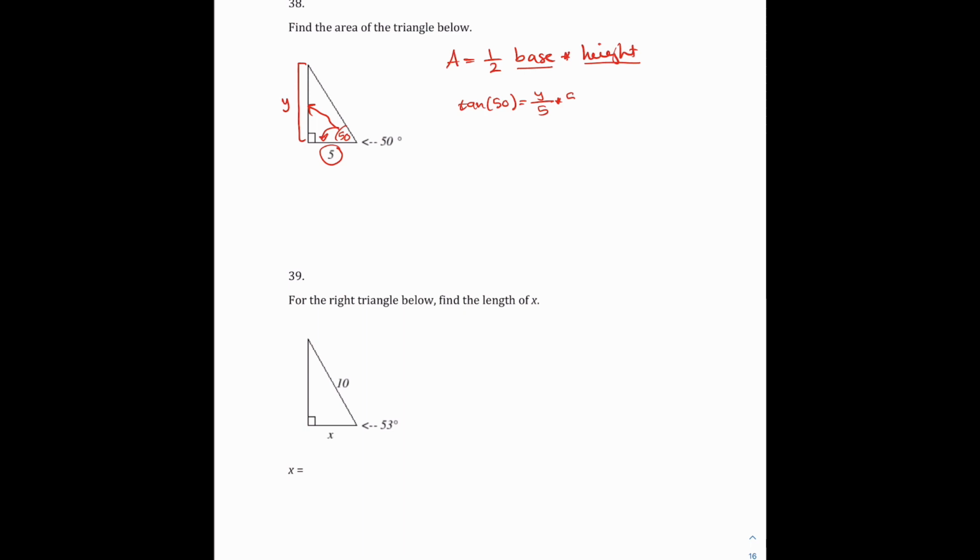I'm going to multiply both sides by 5. So I will have y equals 5 tangent 50 degrees. So y equals 5.96. So the area is equal to 1/2 times 5 times 5.96. So that is 14.9 square units.